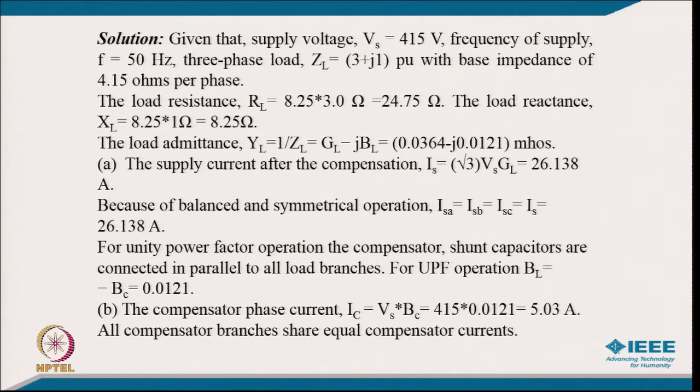So, supply current after the compensation will be IS equal to root 3 VS GL. So, it will be 26.13 ampere. Because of the balanced symmetrical operation, the current in all the 3 phases after compensation will be 26.13 ampere only. For unity power factor operation, the compensators are to be connected in parallel to all the load branches. For UPF operation, BL should be equal to minus BC, and that is 0.0121 mho, and the compensator phase current will be VS into BL. So, here it is connected line to line because of the delta connection. So, it will be 415 into 0.0121, that comes to 5.03 ampere, and all compensator branches share the equal compensator current.